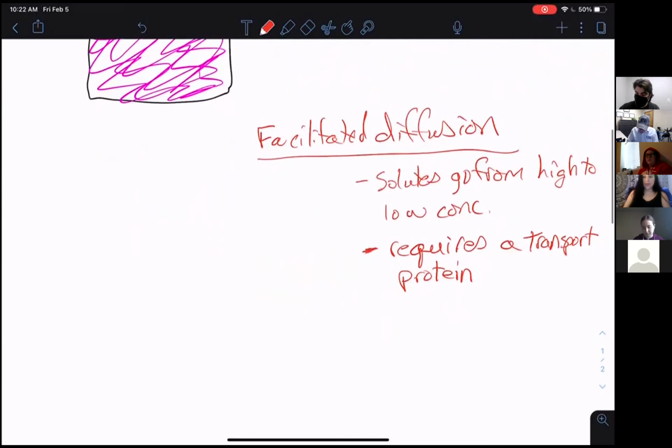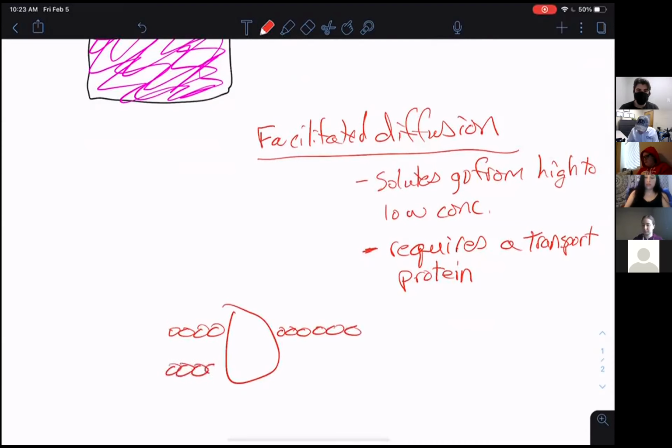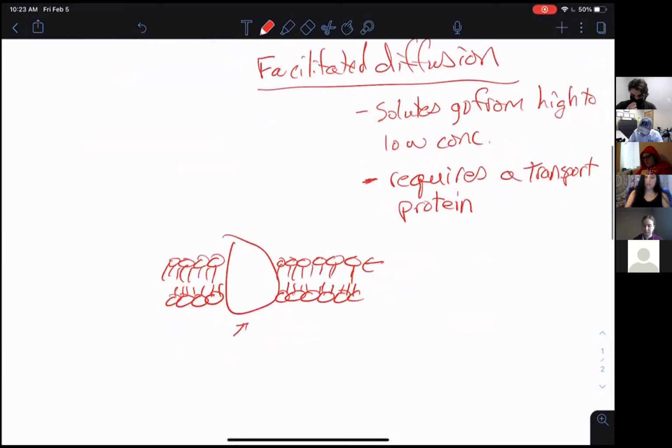So let's draw a picture so we all are on the same page. Remember our fluid mosaic model of a cell membrane looks something like this. This is our cell membrane. These are phospholipids, the little guys here, and this big guy is a protein. Okay, and these proteins act as doorways, right?